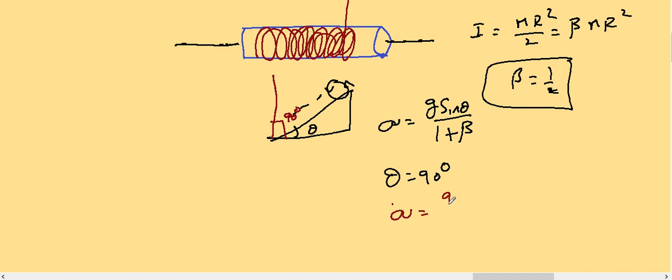Therefore a becomes equal to g by 1 plus beta. So it is g by 1 plus 1 by 2, nothing but 2g by 3. The acceleration with which a thread reel unrolls is 2g by 3 since the free end is in the hand.